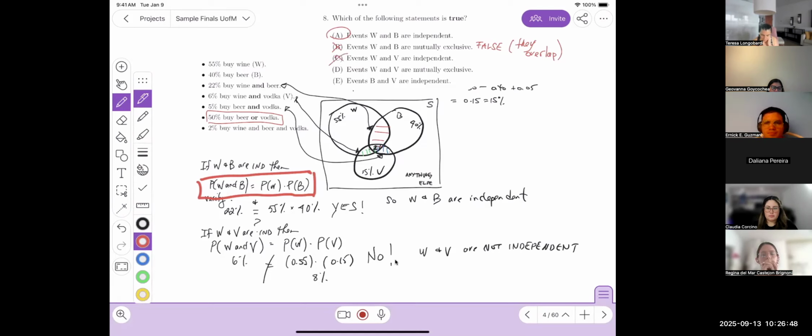And W and V mutually exclusive? No, because they actually overlap. And B and V are independent. B and V, so you can check B and V as well. I'll leave that for you guys. So that's not. Okay, it's not because we have the answer. But we should check them actually.